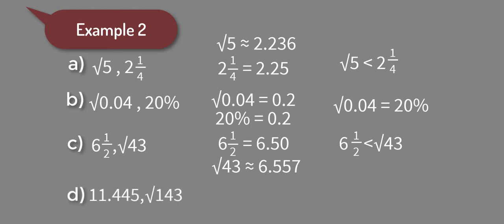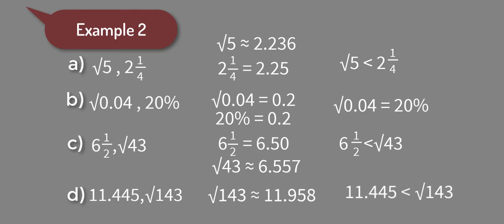And last but not least, with part D, we're given 11.445 and the square root of 143. The square root of 143 is approximately 11.958. So we know that 11.445 is less than the square root of 143.